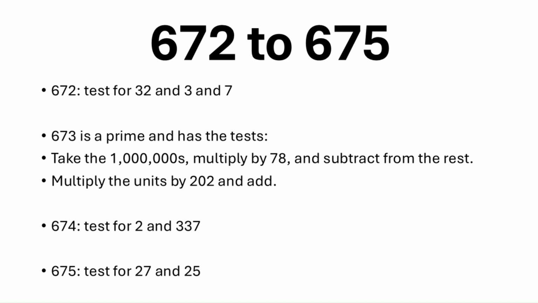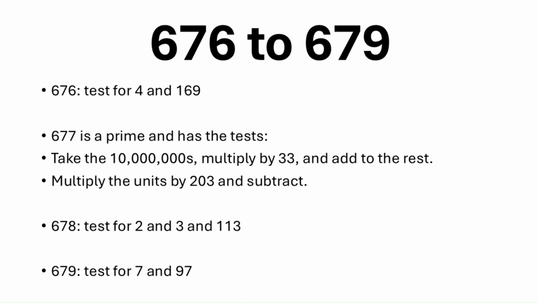673 is a prime and has the tests. Take the 1 millions, multiply by 78, and subtract from the rest. Multiply the units by 202 and add. 674, test for 2 and 337. 675, test for 27 and 25. 676, test for 4 and 169.